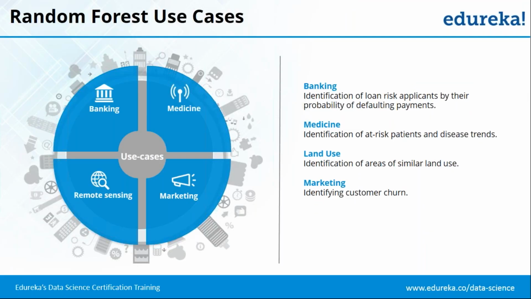Now let us look at various domains where random forest is actually used. Because of its diversity, random forest is used in various diverse domains, right? Be it banking, be it medicine, be it land use, be it marketing, name it and random forest is there. In banking particularly, random forest is used to determine whether the applicant will be a defaulter or a non-defaulter, so that it can accordingly approve or reject loan applications, right?